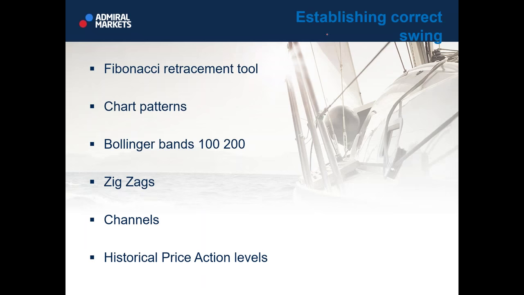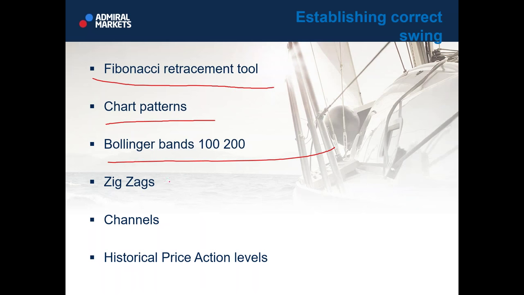Now, let's move on. Establishing the correct swing. Now, I will open a live chart to show you. Fibonacci retracement tool, chart patterns, Bollinger Bands, but these settings, guys, remember, you don't use Bollinger on 20. You use Bollinger Bands on 100 or 200. Yes, Carolyn, you're right about them, but concentrate on this now. Bollinger Bands, 100 and 200 for swing trading. Zigzags, channels, historical price action levels.